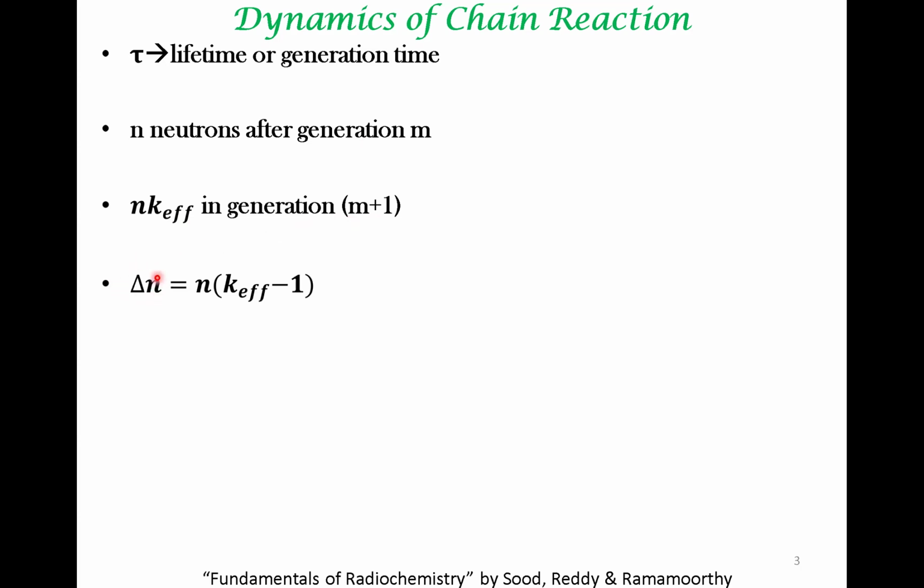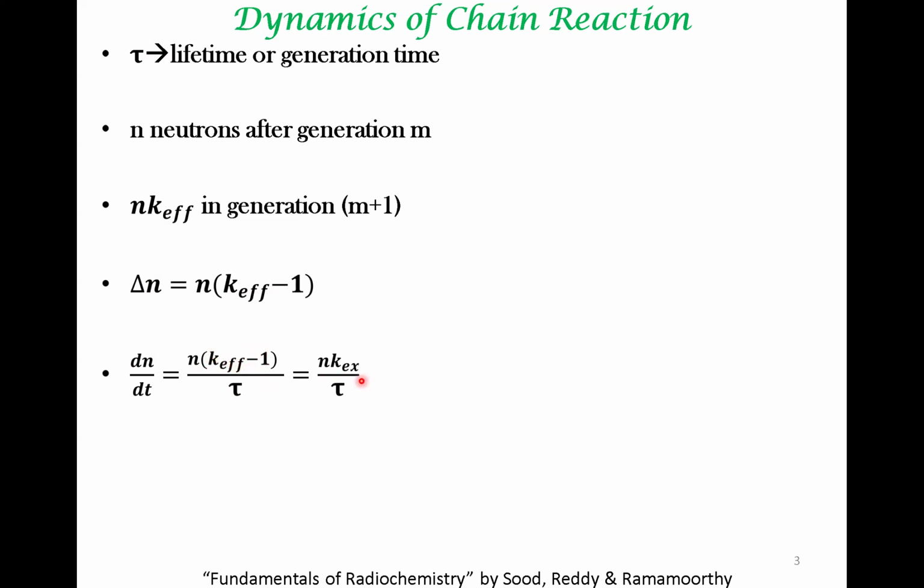So the change in the number of neutrons between m to m plus 1 generation can be obtained by simple subtraction. You get this. So this change occurs in this time, right? So dn by dt can be written in this manner.